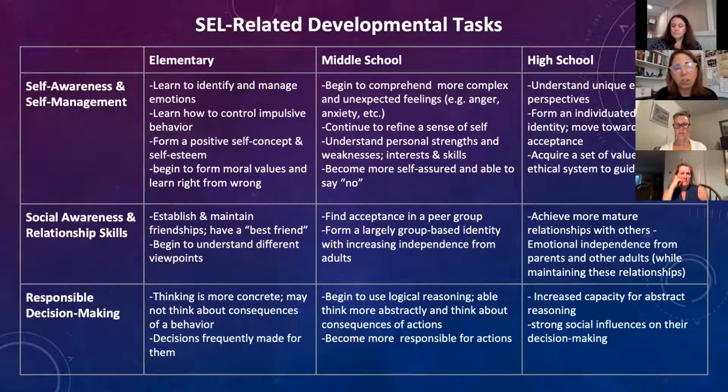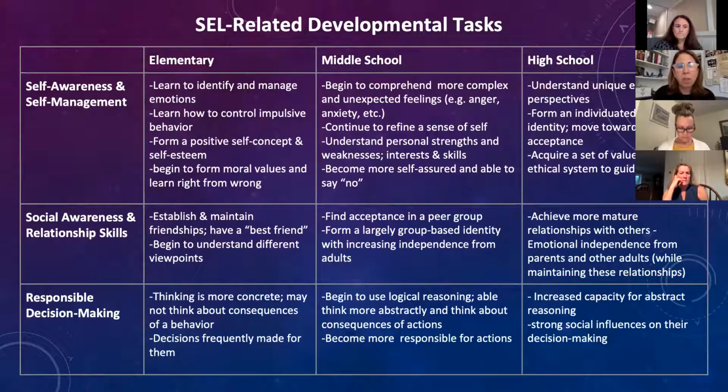I made this chart, there's a lot of information on here, but just in general, I wanted to show you some of the tasks of elementary school students. And again, there's such a wide range from kindergarten to 5th grade, but elementary to middle to high school. And I used some of the CASEL competencies. So in the self-awareness and self-management area, in elementary school, children are learning how to identify their emotions and manage their emotions, control their behavior. They're developing a self-concept and self-esteem. They're beginning to learn right from wrong.